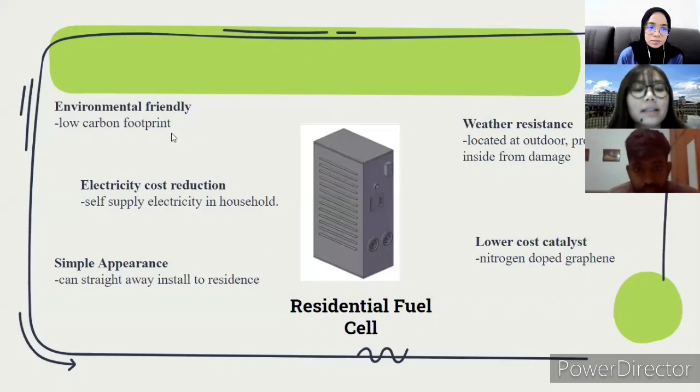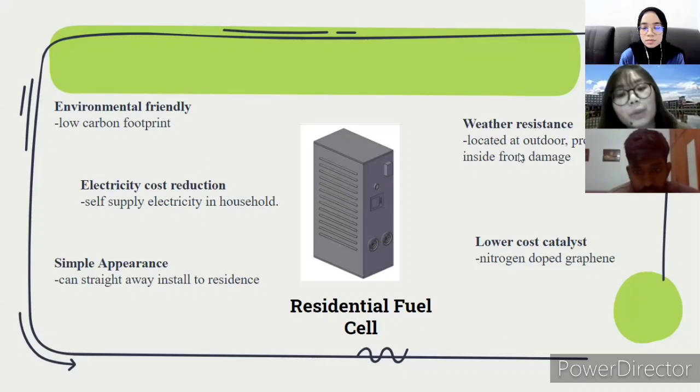So following that, this residential fuel cell has special attributes. First, it is environmentally friendly because it has a low carbon footprint. Second, there's a reduction in electricity cost because this is self-supplied electricity in the household that we supply on our own instead of relying on the electricity supplied by the authority. And the third one will be the simple appearance. So this ensures that consumers using our product don't need to do any renovations to their house. They can straight away just install it at their residence.